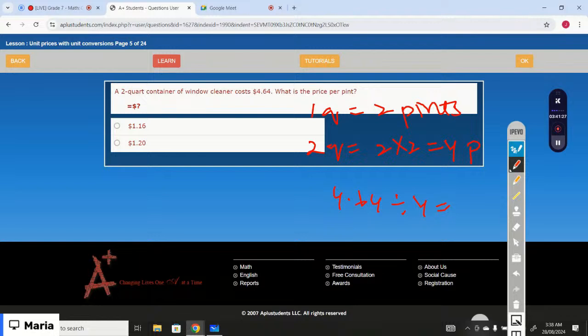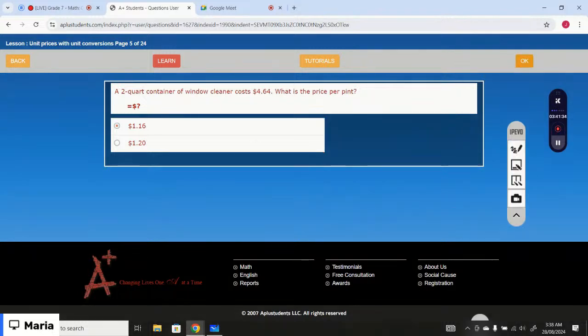The correct option is 1.16, right? Option number 1 is the correct option.